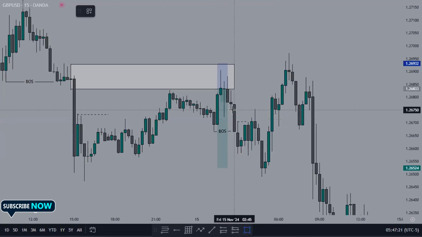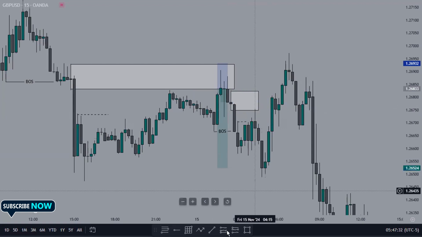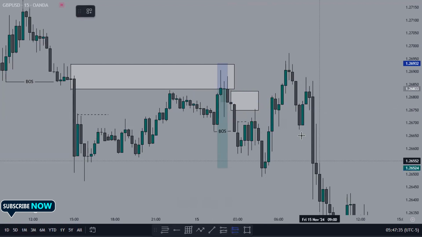Now, once we see our imbalance, we have our other block right there. Beautiful. You can see how price was holding this level for a while, then broke through it, filled this gap, tapped into this other block perfectly, and then melted to the downside. Once again, it's a small zone, so I'm taking my entry just at the opening here.